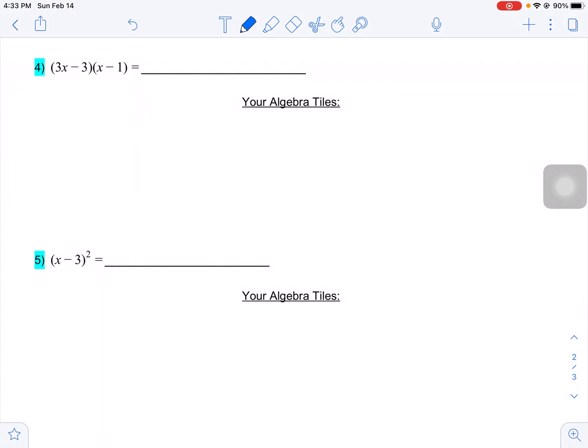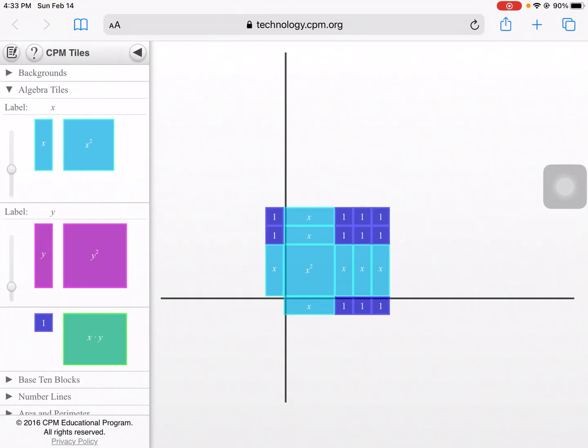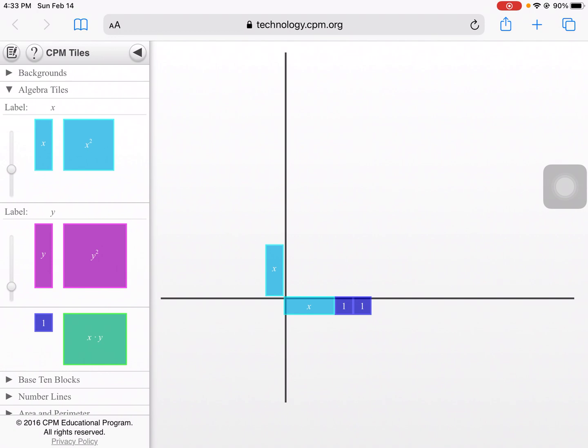The next one is 3x minus 3 times x minus 1. So it looks a little bit different. We'll get rid of these. X minus 1 down here, and 3x minus 3. We'll put that along the vertical.